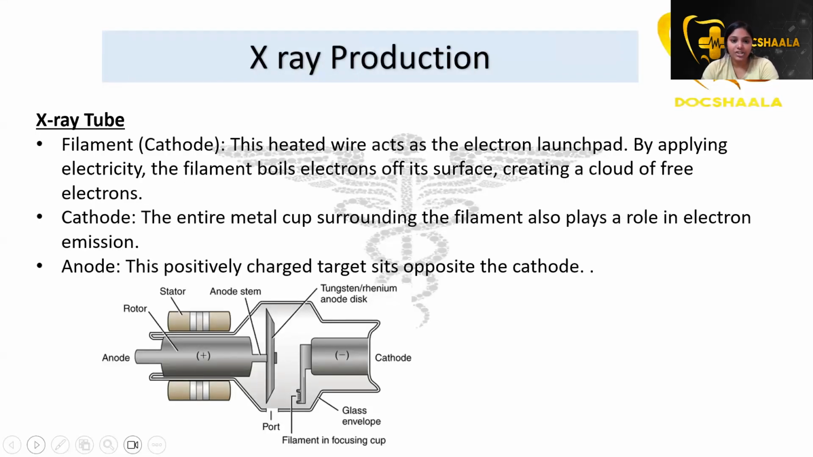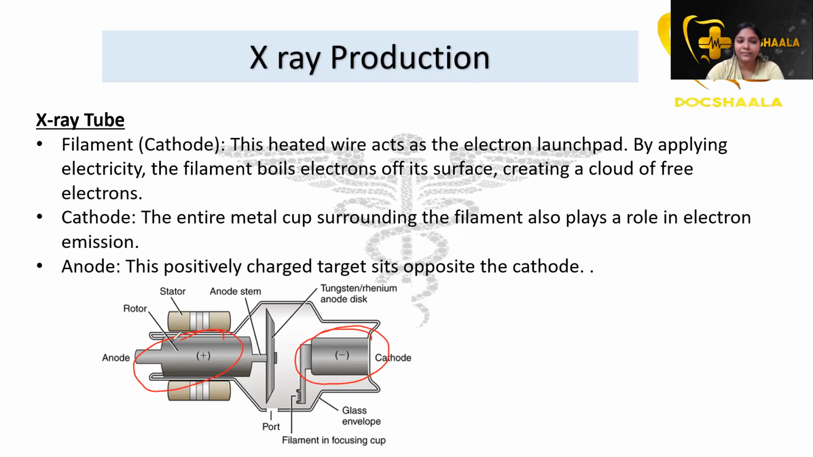So, X-ray production. You all know how X-rays are produced; you are all well versed with that. We have three important components in the X-ray tube. One is the filament, and then the anode. The filament acts as a cathode. So this is the filament of the X-ray tube. You can see the cathode here, it is negatively charged, and the anode is positively charged.